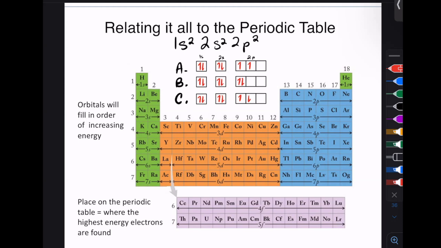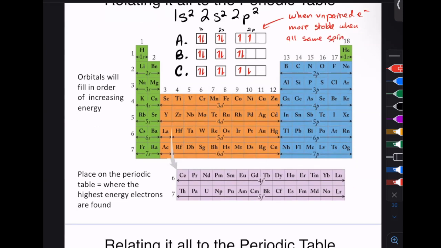Now the only difference between A and C is that in C, I have the electrons shown as an opposite spin. That's a real subtle difference, okay? But when you have unpaired electrons in separate orbitals, it's slightly more energetically favorable, so lower energy, to keep them stable, if all of the magnetic spins are aligned. All right, good. Let's do some more.